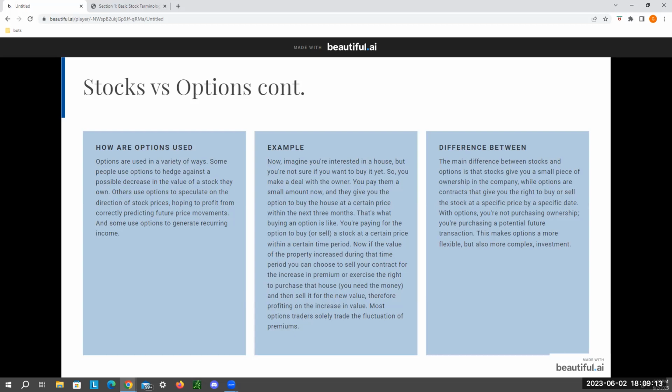Does that make sense? You guys can type in the chat if that makes sense. If not, I can re-explain.